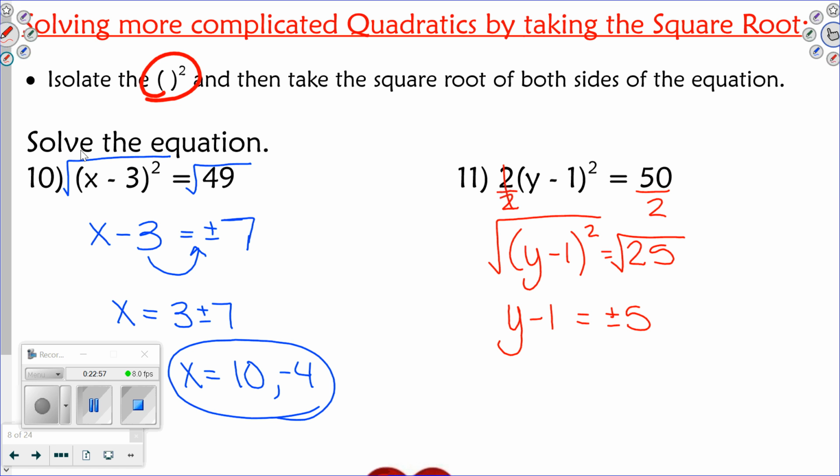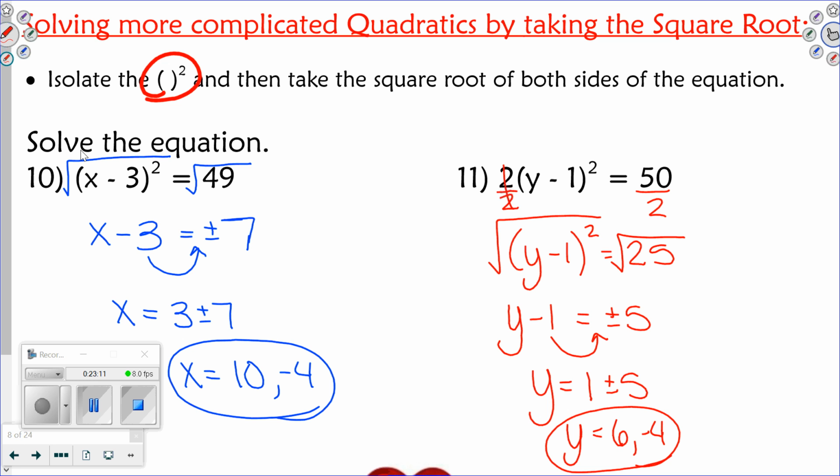And then to get y by itself, I'm going to move that over there. What happens to the negative 1 when I move it? Positive 1 plus or minus 5. Good. 6 and negative 4. Right? Because 1 plus 5 is 6 and 1 minus 5 is negative 4.